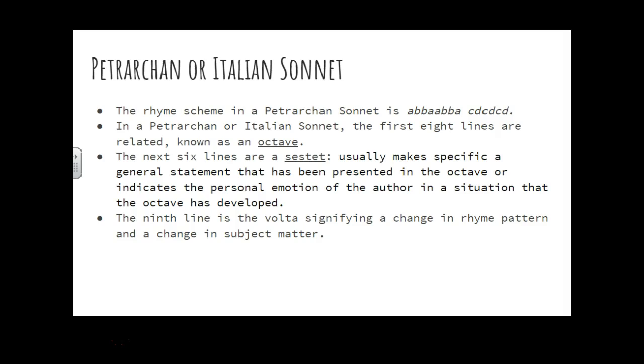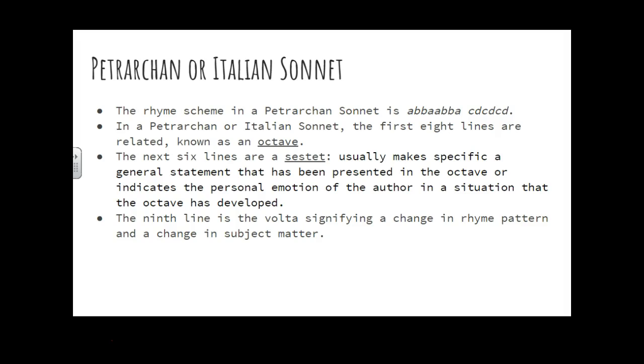The rhyme scheme in a Petrarchan sonnet is different than the Shakespearean. Okay, so instead of being A, B, A, B, C, D, C, D, E, F, E, F, G, G, this one is A, B, B, A, B, B, A, C, D, C, D, C, D. Okay, I'll show you guys. You got it, Nathan. You can figure out the rhyme scheme pretty easily, okay? In a Petrarchan sonnet, the first 8 lines are related, known as an octave, followed by the next 6 lines, which are a sestet, okay?